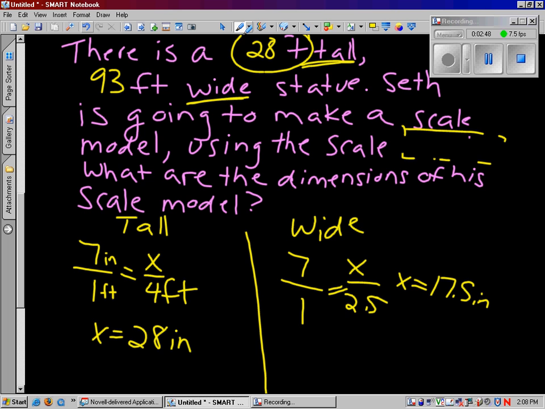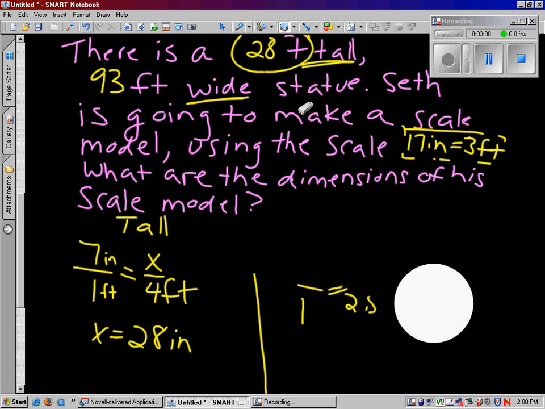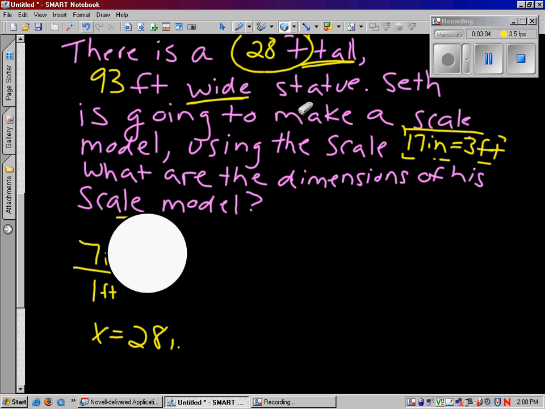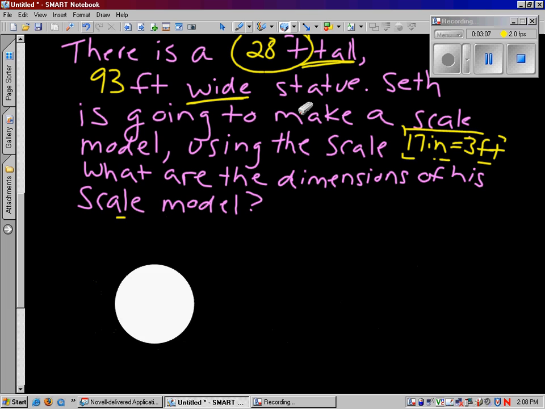So he's going to use a scale. 17 inches represents 3 feet. Okay? And my question to you is still the same. What are the dimensions of this model that Seth is making in the scale? We know the dimensions in real life. We know it's 28 feet by 93 feet. And I want to know what are the dimensions of his scale model. Let's go ahead and pause the tape and try and figure it out.